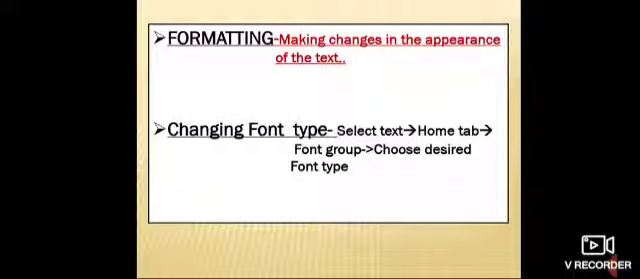So, how can we change font type? To change the font type, we have to select text. Then we have to go on Home tab and click on it. After clicking Home tab, under font group, we have to choose the desired font type. Microsoft has a default font, Calibri body with 11 point size, in Word 2007 and Word 2010.